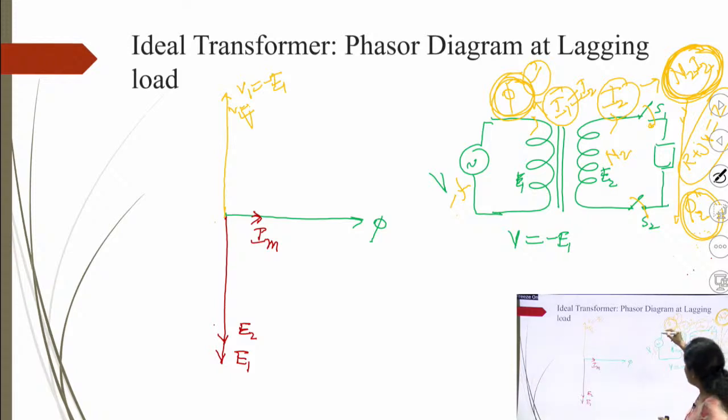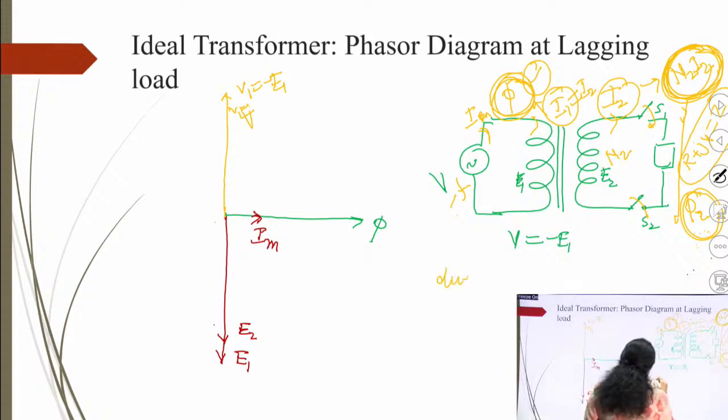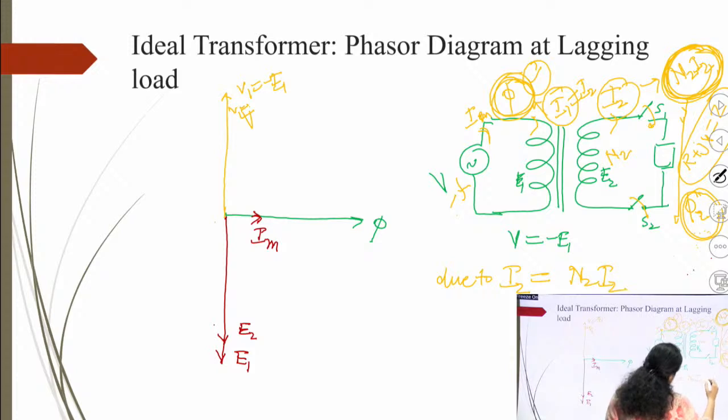Okay. Now previously you saw that at no load condition, the primary carries only the no load current, that is the magnetizing current, right? Now as we connect the load, I2 will start flowing, and due to I2 the N2 I2 MMF will be produced.